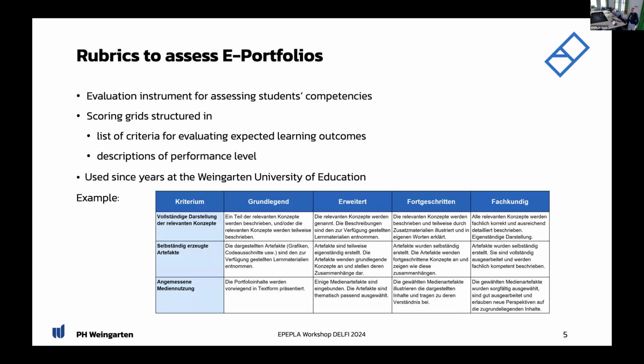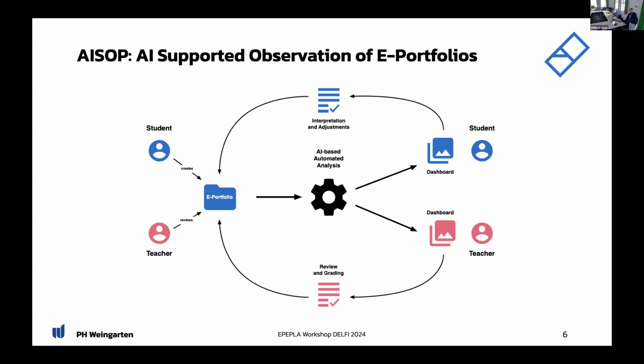So how do we assess the e-portfolios? We use rubrics, which are scoring grids. Here's an example of one. In this column, we have a list of criteria for evaluating the learning outcomes. And on the top, we have descriptions of performance levels from basic to proficient. This method has been used at the University of Weingarten for several years. So basically, it's a lot of work to, on the one hand, create e-portfolios, and on the other hand, of course, assess those e-portfolios. So a little help would be really nice.